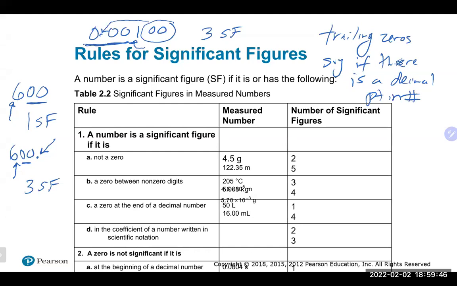Now, where is the estimated digit or uncertain digit in this number? The last zero. 6. I hear 6 and 0. That's all the numbers that are up there. There are no more. So let's see. Nobody said 5, so that's good, right? All right. This would have how many significant figures? 1. 1, which means the estimated digit is actually the 6.